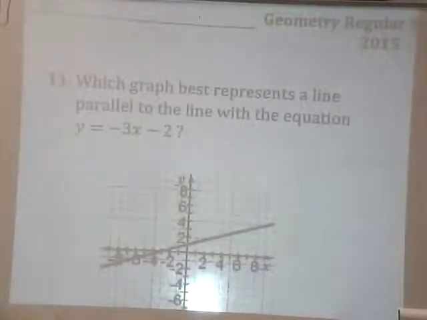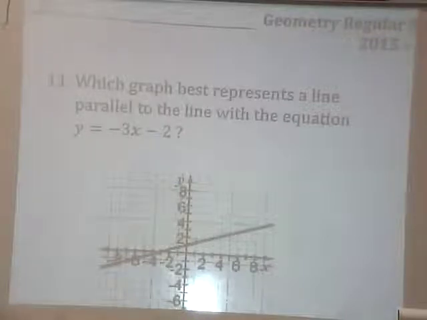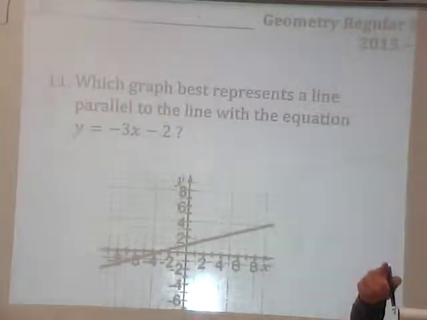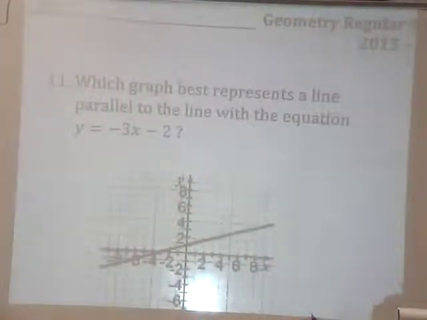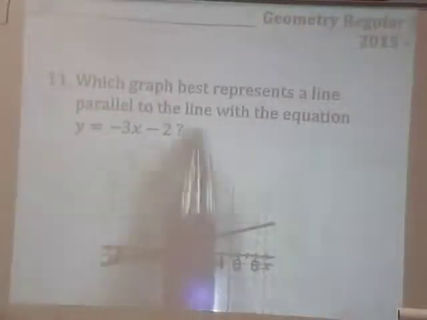Okay, welcome back. We're on number 11 now, geometry review. It says, which graph best represents the line parallel to the line with the equation y equals negative 3x minus 2? What do we know about parallel lines? They never touch, and they have the same slope, right? Same slope. What's the slope of this line?